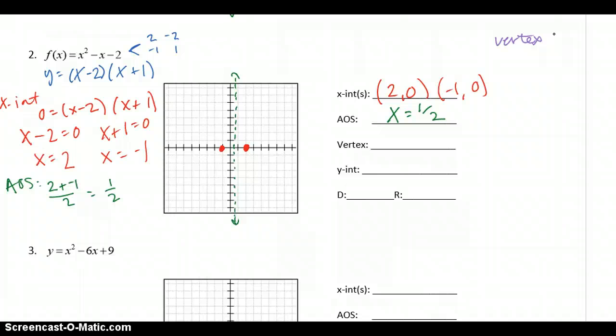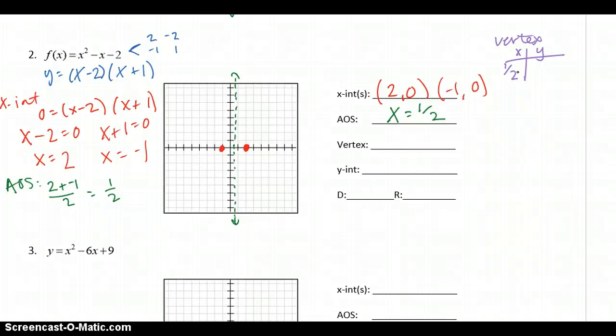So, what does the x value have to be in our vertex? What's the x value for our axis of symmetry? 0. On our axis of symmetry? 1/2. Okay? So since x equals 1/2 is our axis of symmetry, then we know the x value of our vertex has to be 1/2.